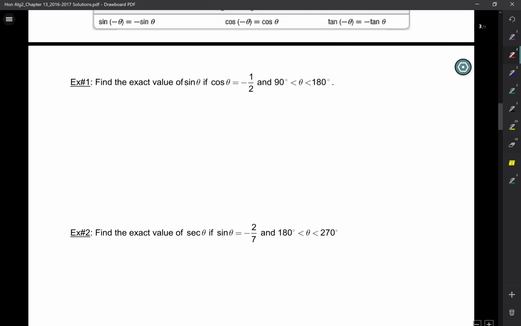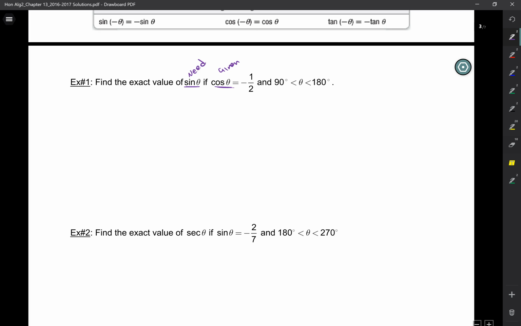Okay, so here we go. It says find the exact value of sine if cosine is this. For these, you have to identify two things: what you're given and what you need. So you're given a cosine, you need a sine.